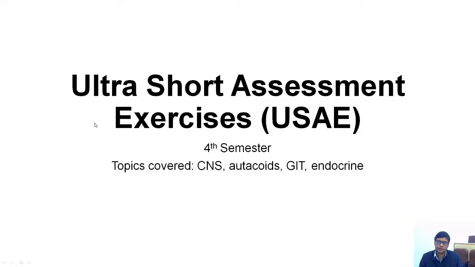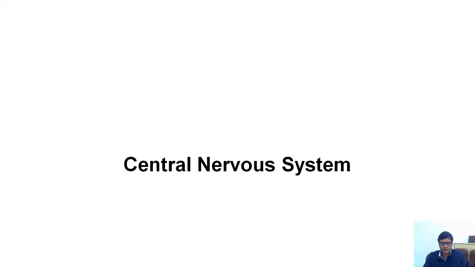These can be asked in the form of your morning exercise or in the spotters. Mainly such questions are asked in your spotters, but the theory part which is asked in such spotter questions can be asked in your viva also, or in your short exercise questions also. So we'll start with the spotters. 4th semester mainly covered CNS, autocoids, GIT and the endocrine system. So let's see some of the spotters from the central nervous system.